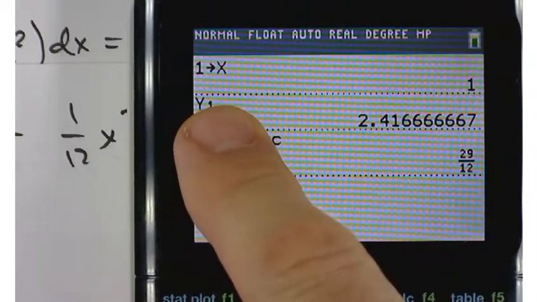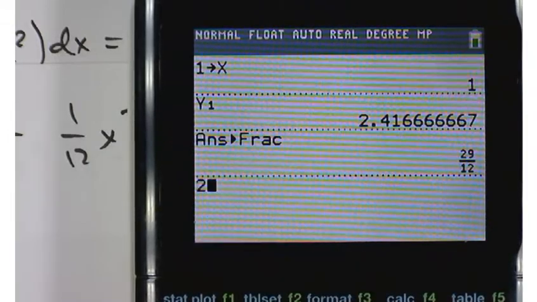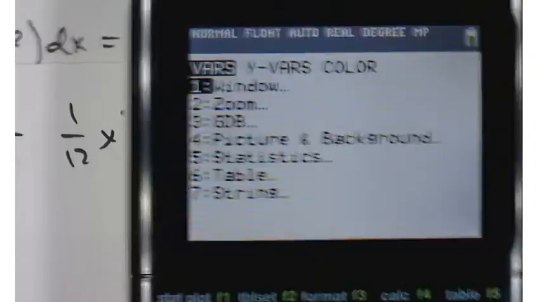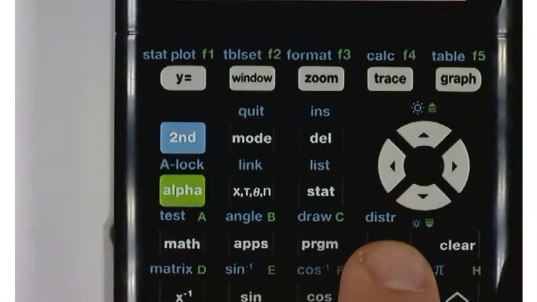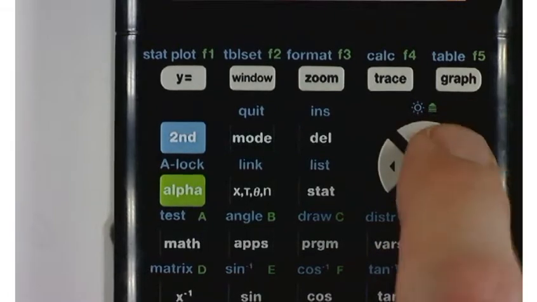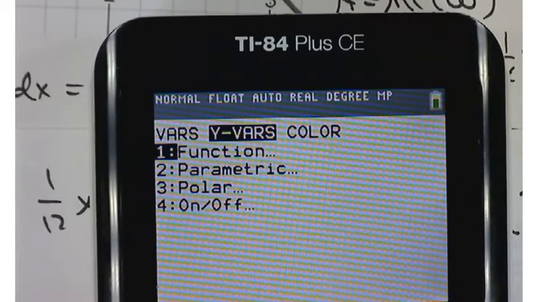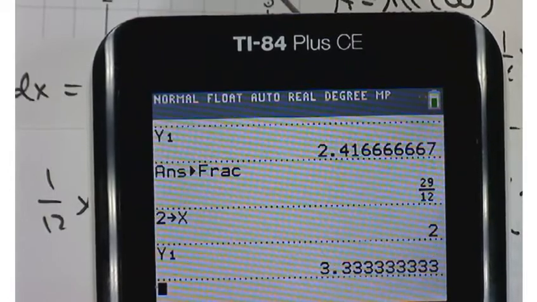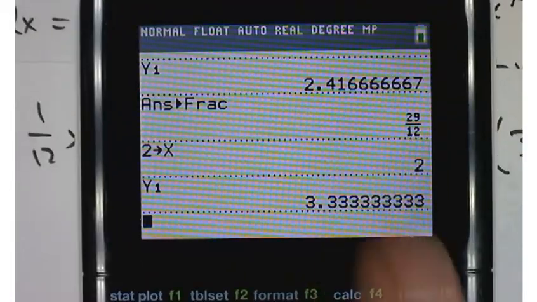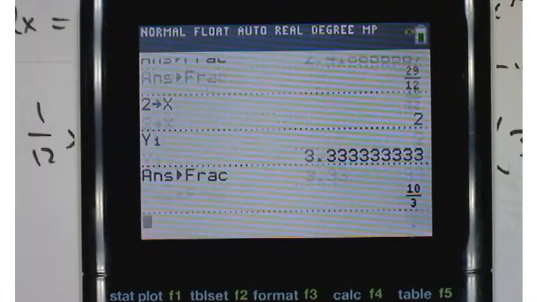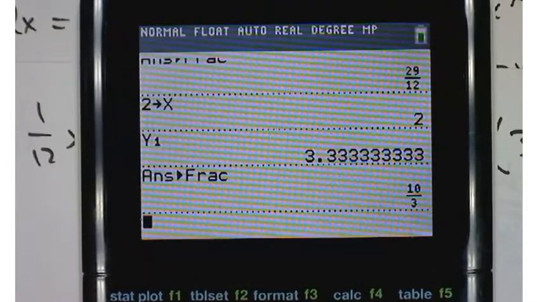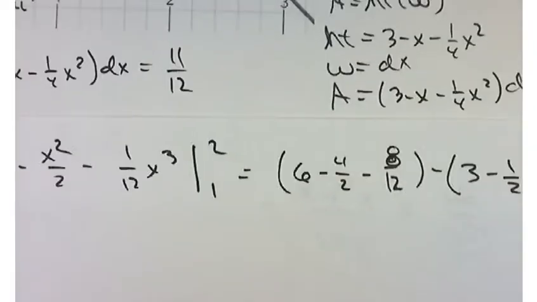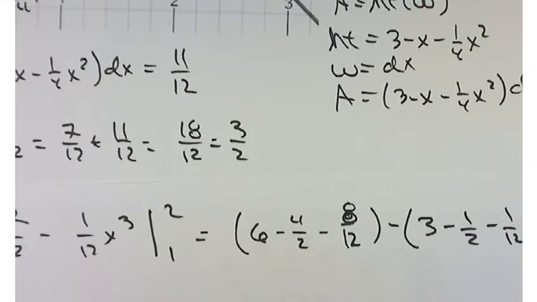So to do that again, if I wanted the upper limit, I'll take 2 and store it in x, and then type vars, that's this key right here, and then to the right, to function, press enter twice, y1 now is 10/3. So there you go. All right, so more than you wanted to know about your calculator, but you can get these values out of your calculator.